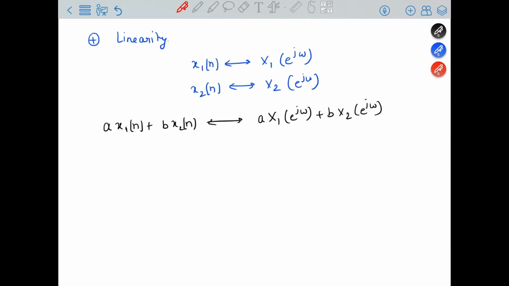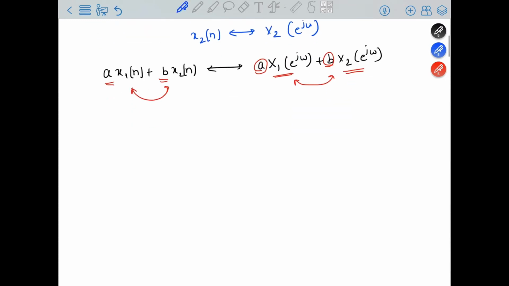So the Fourier transform follows the properties of additivity and homogeneity. That's why it has a linearity property. We have multiplied the signals with some scalars a and b, and then added both signals. The same operation happens in the frequency domain as well. The individual Fourier transforms are multiplied with the scalars, and we get an overall summation of these two Fourier transforms. So this is the basic property of linearity.